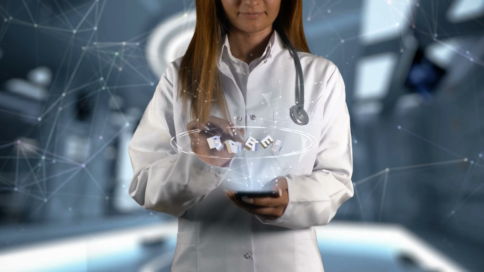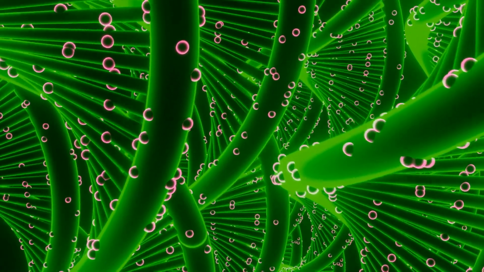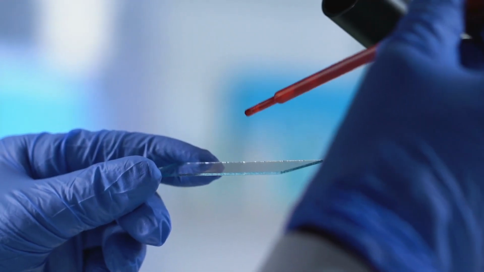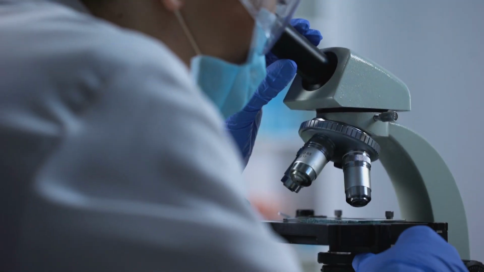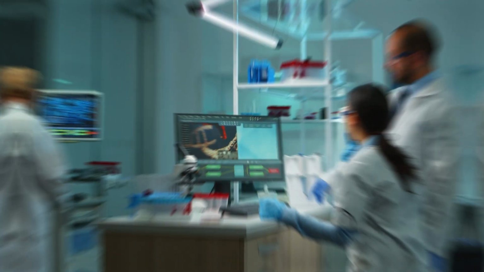Next, let's explore monogenic diabetes, a rare genetic form of diabetes. Let's understand what it is, its causes, and healthy prevention strategies.